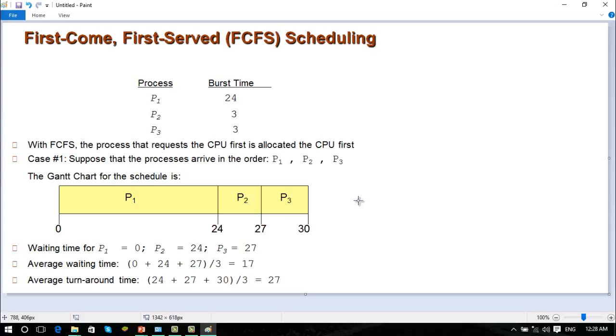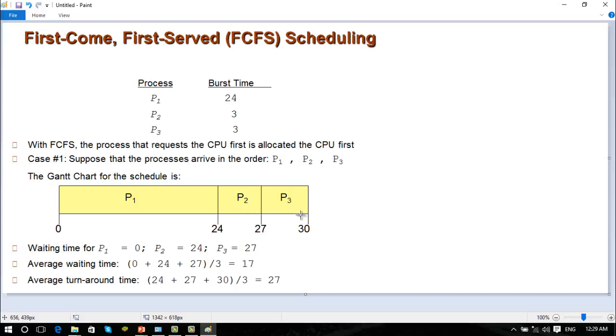This is a simple question for the First Come First Served algorithm. Here there are three processes and each process has a burst time: P1 for 24 microseconds, P2 for 3 microseconds, and the same P3 for 3 microseconds. Now we will calculate the average waiting time and average turnaround time. At first we draw a Gantt chart.